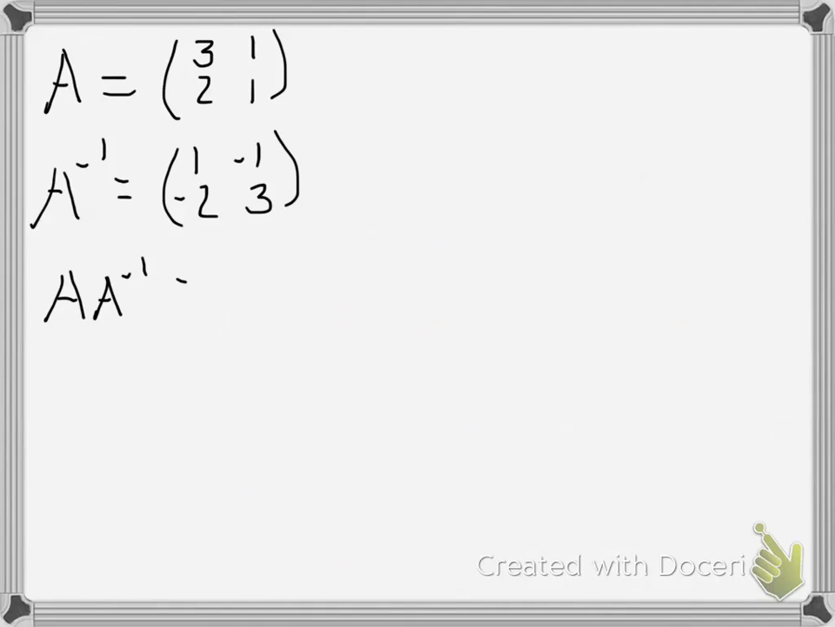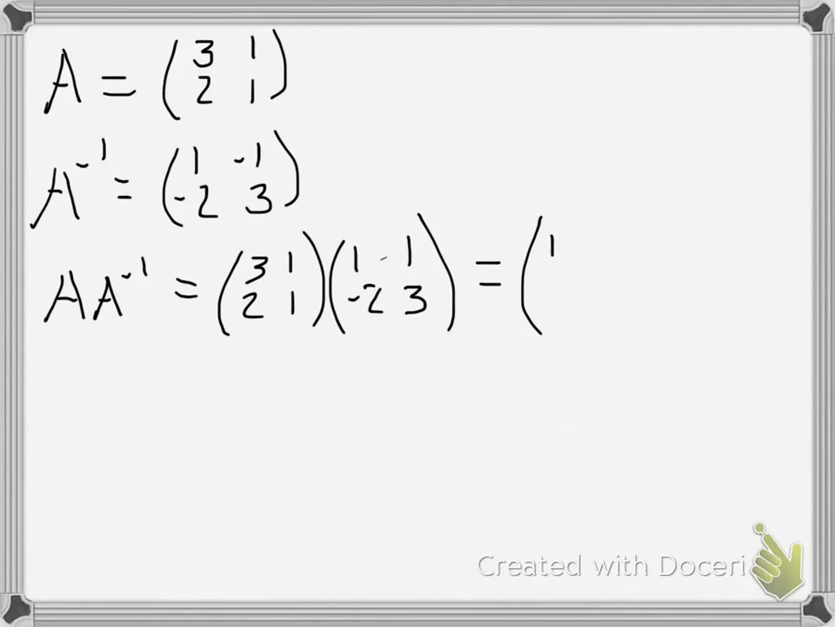And what we're going to do here is verify that when I multiply A and A inverse, I get the identity matrix. So the identity matrix is going to be 1, 0, 0, 1, and if we do the multiplication here, I'm going to do first row. So the 3 here times the 1, and then the 1 times the negative 2. So we'll have 3 plus negative 2, and that's going to be 1.